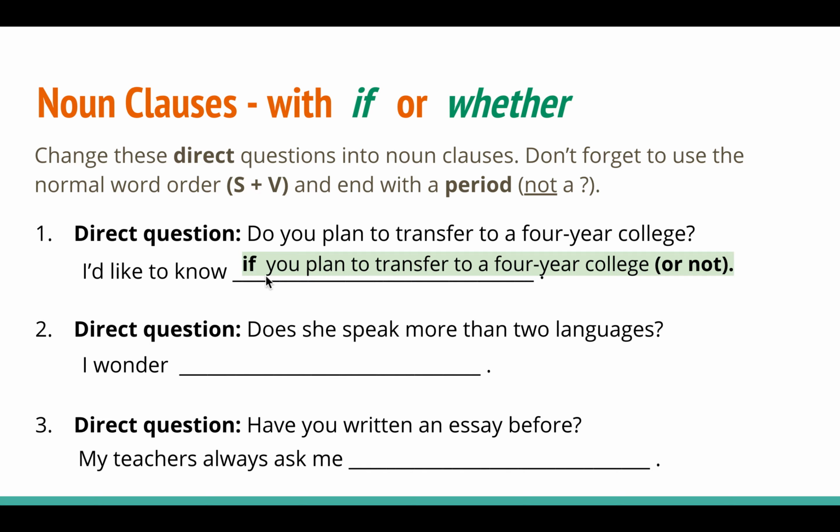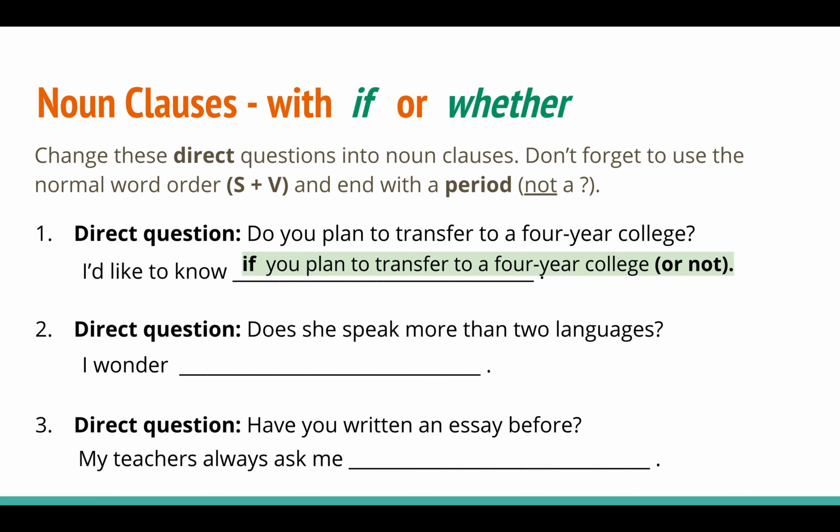Notice that when we use if, we could add or not at the end of the sentence if we wanted to. If we don't want to add that, that's okay. We can just say if and then finish the sentence here. But if you'd like to add or not, just to emphasize, you can add it at the end. Here I have questions 2 and 3. Here are the direct questions, and I'd like you to make it an indirect question by starting with these phrases and then adding a noun clause here. I'll let you pause the video while you think about it, and I'll give you some example answers in a moment.